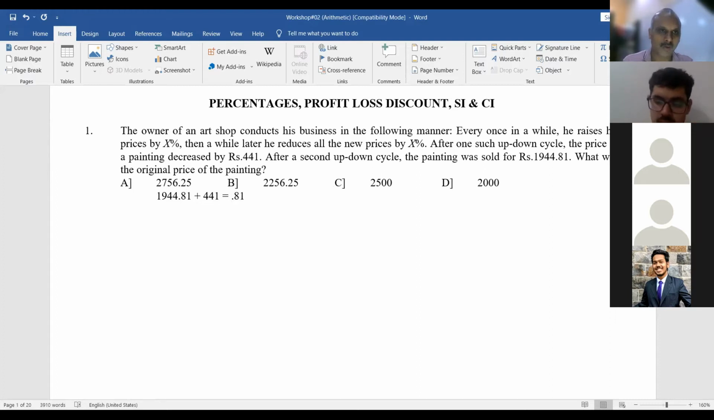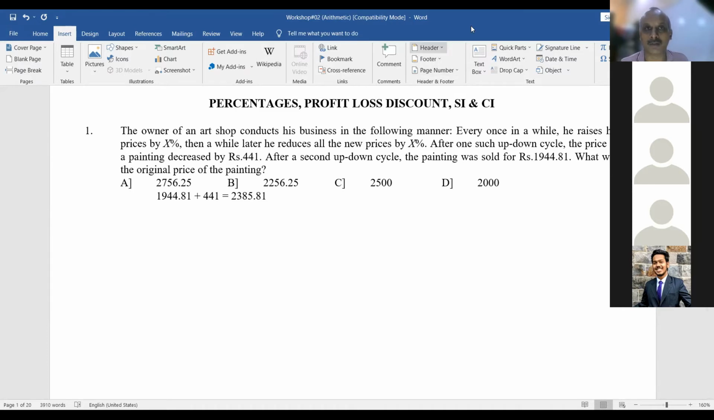0.81 and then what? 44 and 41 is 85. And we have 19 plus 2, 23. 2385, am I right? 2385.81, right. So this is the price after the first reduction. So before the first reduction, the price will be even more than this. Yes, sir. And that means which options as of now are not possible? Option B is ruled out, D is ruled out, but we still have options C and A.